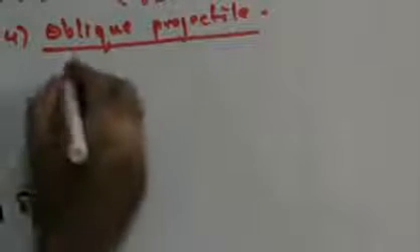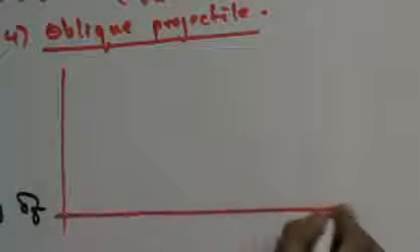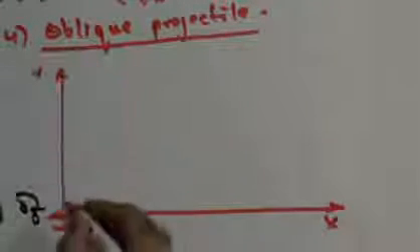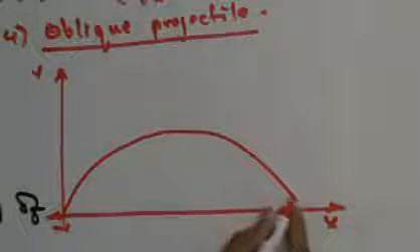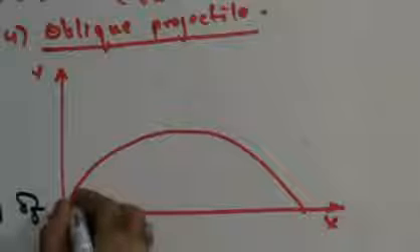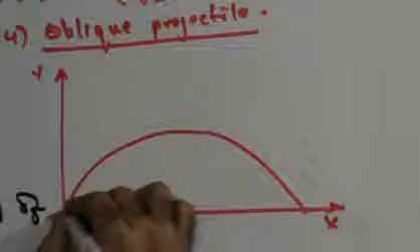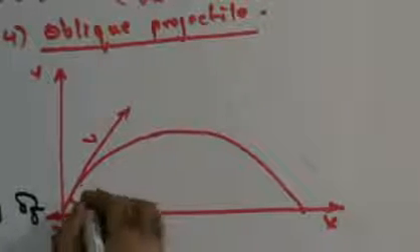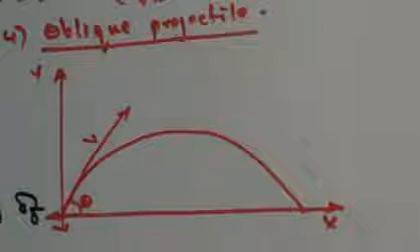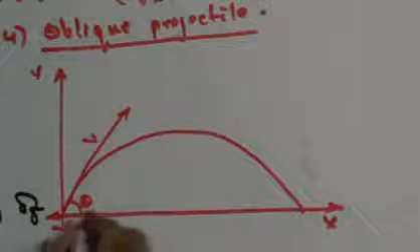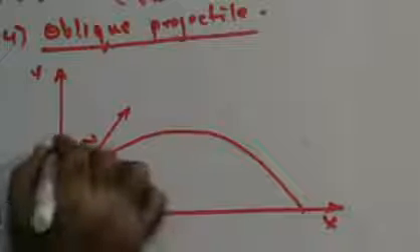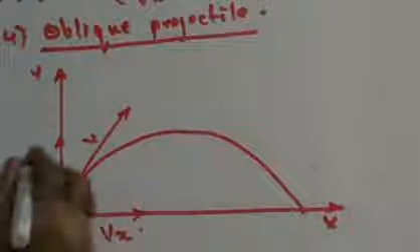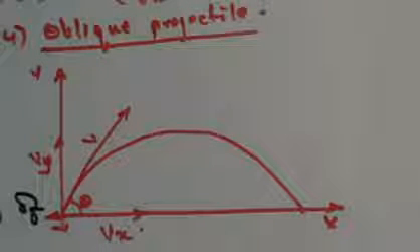Now, how does an oblique projectile look? You will have it starting from the origin, with the x-axis and y-axis, and the body moves in this direction. Let's assume that a body is projected upwards with a velocity of v at an angle of theta. It can be resolved into two components, one along horizontal and one along vertical. Let us assume that the horizontal component is Vx and the vertical component is Vy.